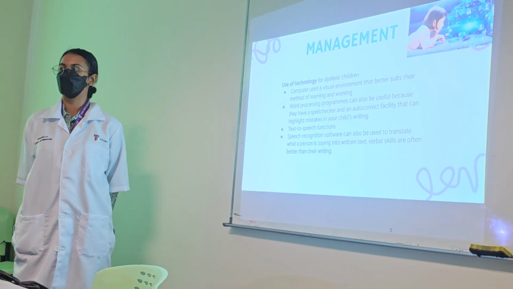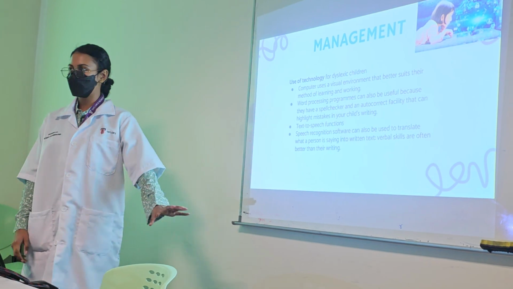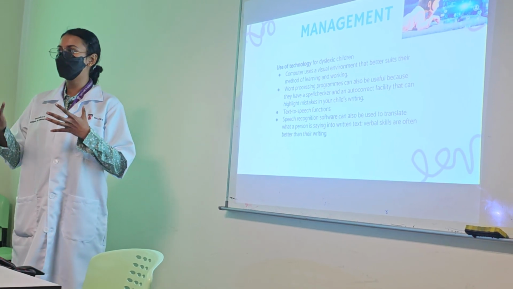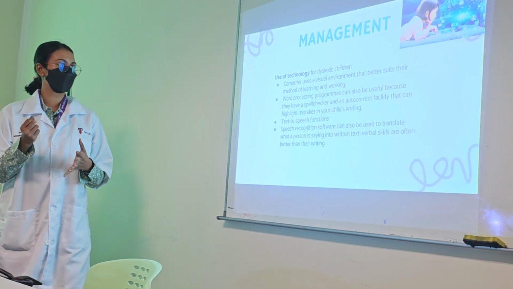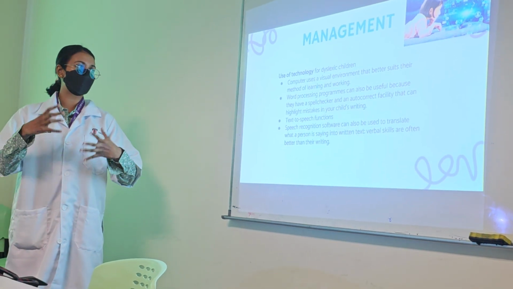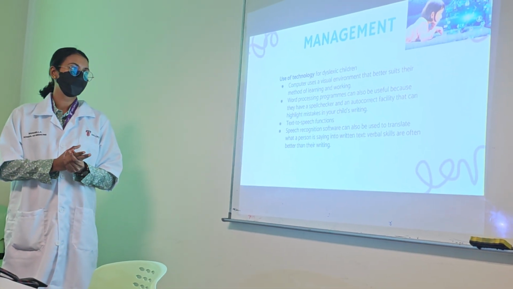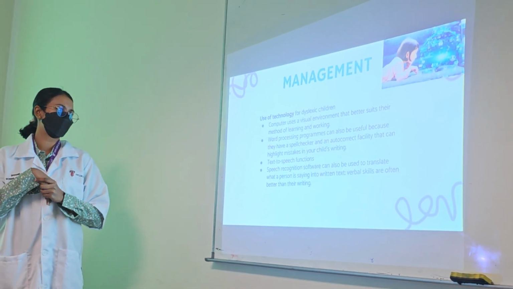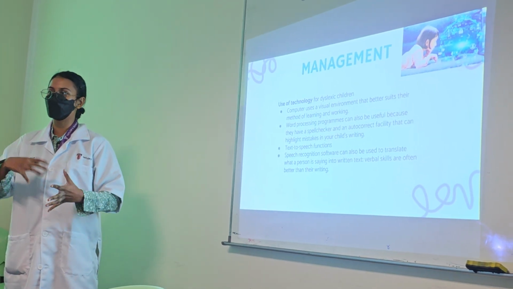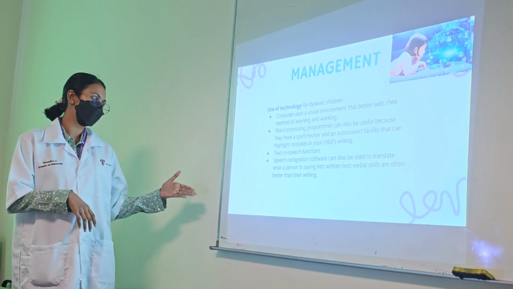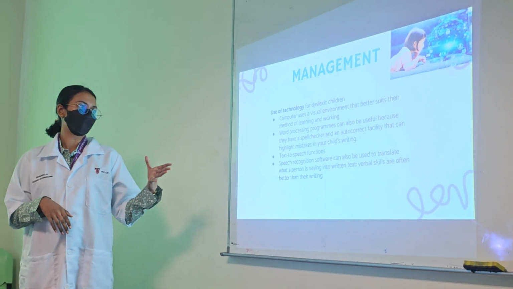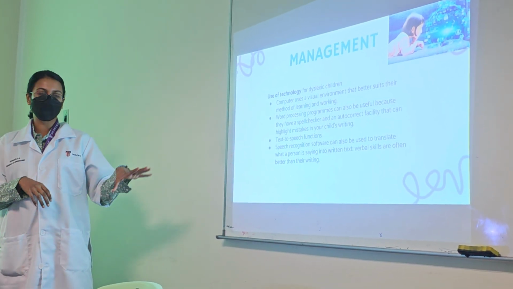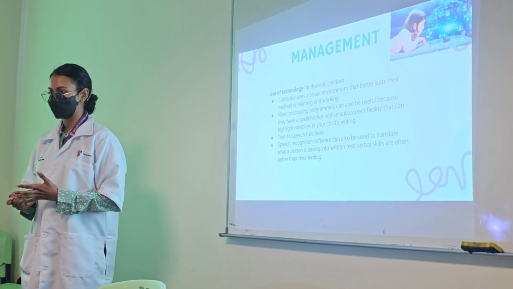So this is also a short discussion of the use of technology in children with dyslexia, because they are actually more comfortable using technology as compared to physical exercise books. Maybe it's because the computer uses a visual environment as compared to writing, and also they can use word processing programs like spell checker and autocorrect facility to help them, and they have the text-to-speech function and also speech recognition software that can help translate what a person is saying into something written, because in most cases their verbal skills are better than their writing skills.